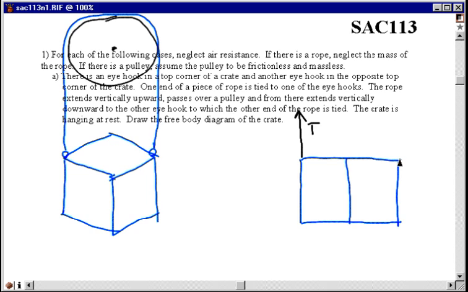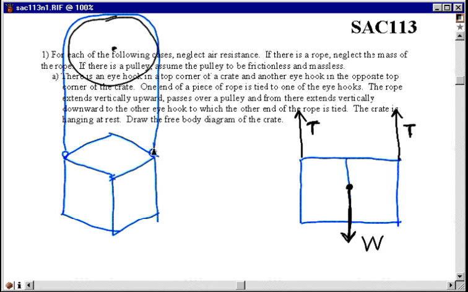So where it's attached to the crate over here, the eye hook in this corner of the crate, it's applying the exact same tension. And it is important to use the same symbol there to emphasize the fact that these two forces are equal. They're both unknown, but they're equal to each other. And then we've got the gravitational force exerted on the crate by the Earth. We'll call that W for weight. And that's all there is.